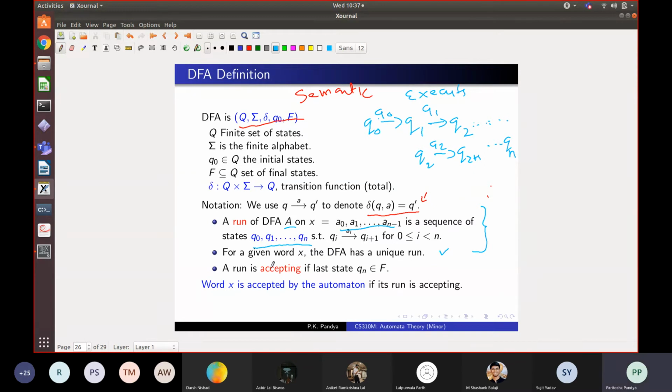And this run is accepting if the last state of the run belongs to the set of final states, right? We had seen this before, so I'm just repeating it in this one slide. And a word X is accepted by an automaton if the run is accepting. So this is the semantics, or the definition of words accepted by an automaton. This is the formal, mathematical definition of what it means to say that a word is accepted by a deterministic finite state automaton. So is this definition clear to you?